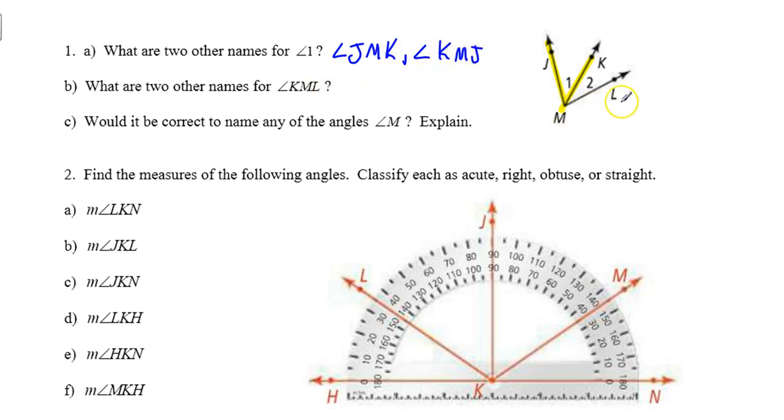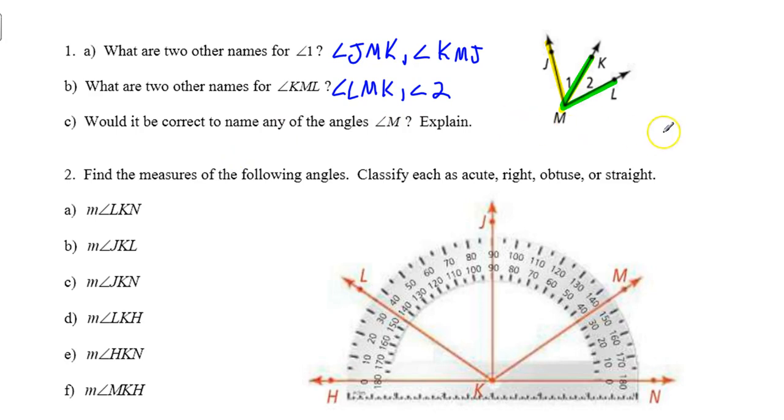Now, the second part, let's get another highlighter here for question 2. What are other names for this angle KML? Well, we could do what we just did in the other one. We could switch those outside letters around and name it LMK, or we've also got a number in here, and that's the number 2. We could call that angle 2.